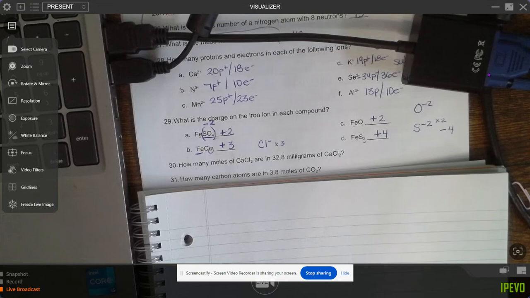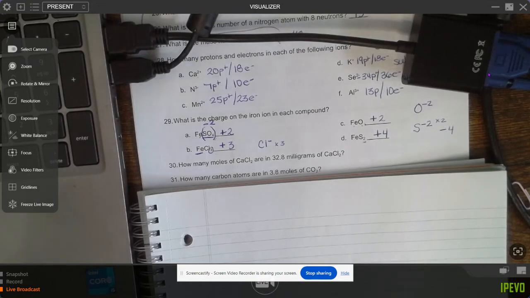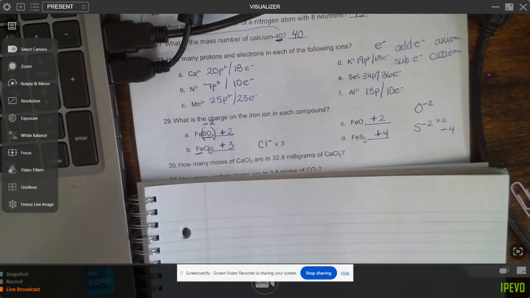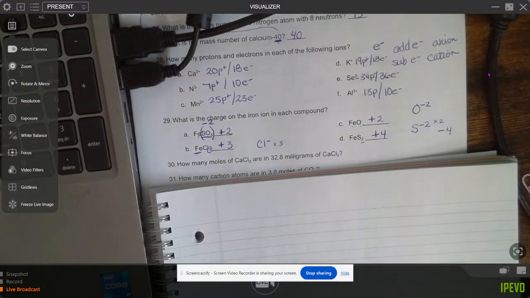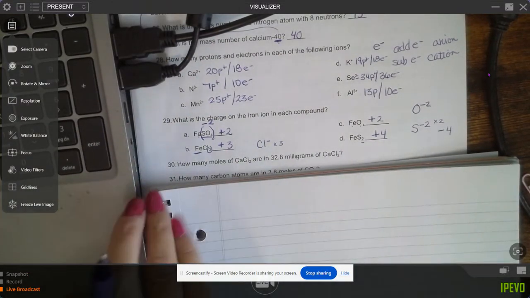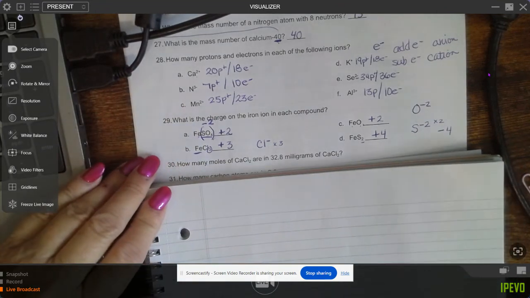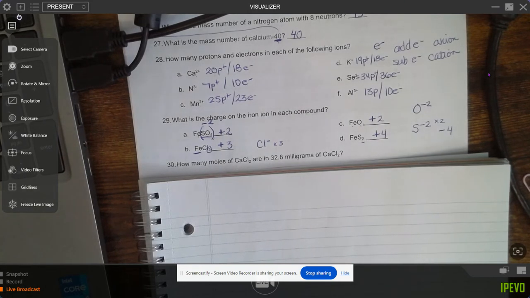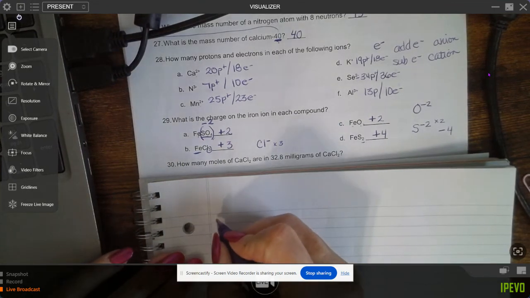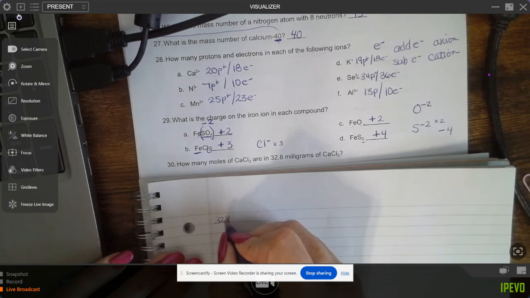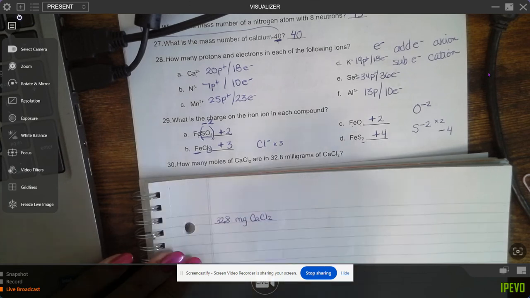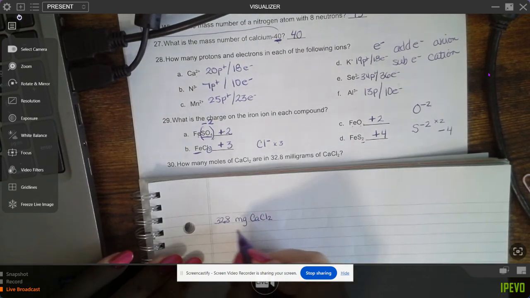Okay, and this is getting us into some of our conversions. The first one is a mole conversion, and pretty basic, except instead of just going from grams to moles or moles to grams, it's asking us to go from milligrams to grams to moles. So here we go, number 30. It says we have 32.8 milligrams of calcium chloride, and we want to know how many moles that is.